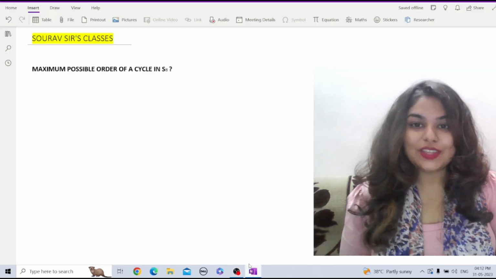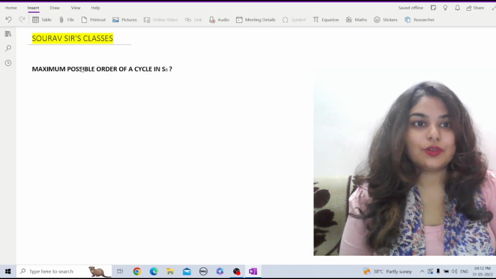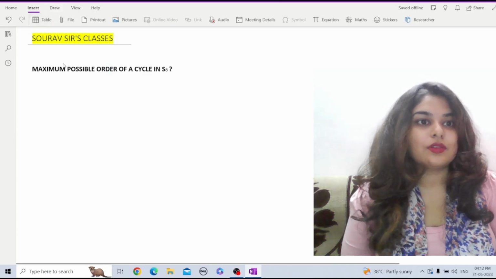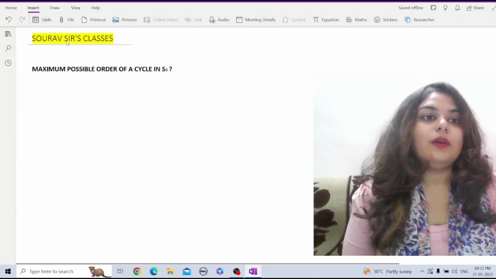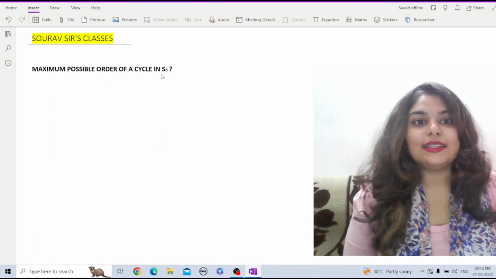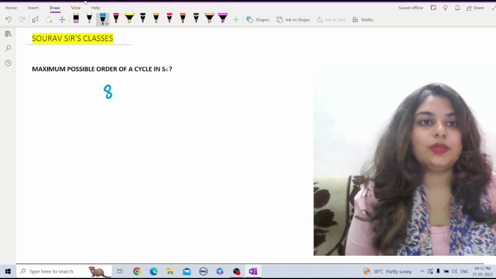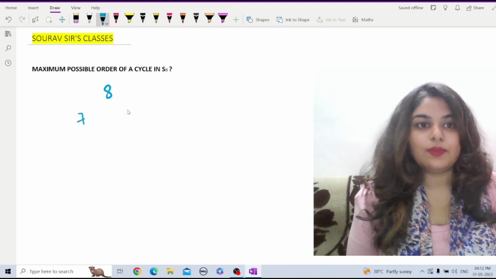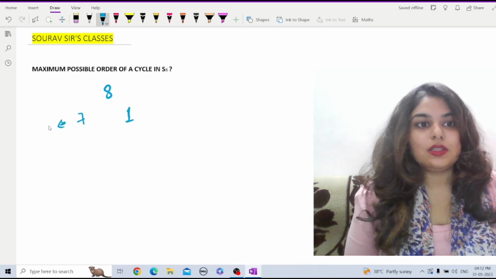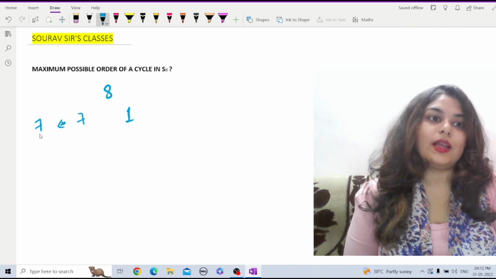Let us look at the next question here. So the next question here is as follows. You have to find out the maximum possible order of a cycle in S8, right? So we're talking about 8. Now this 8 can be written as 7 plus 1. If we take the LCM of this, then the maximum possible value is 7.